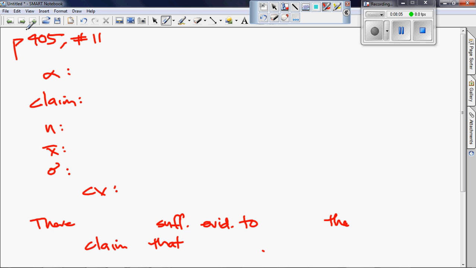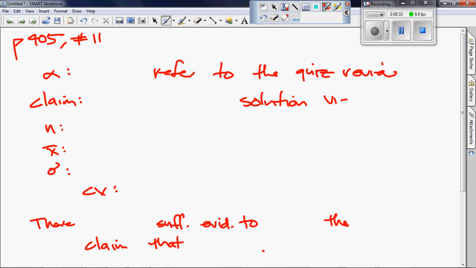Next problem is number 11 on page 405, which we are not going to do because we've already performed that problem. For this one, refer to the quiz review solution video. Again, we've already worked through this problem on the quiz review.